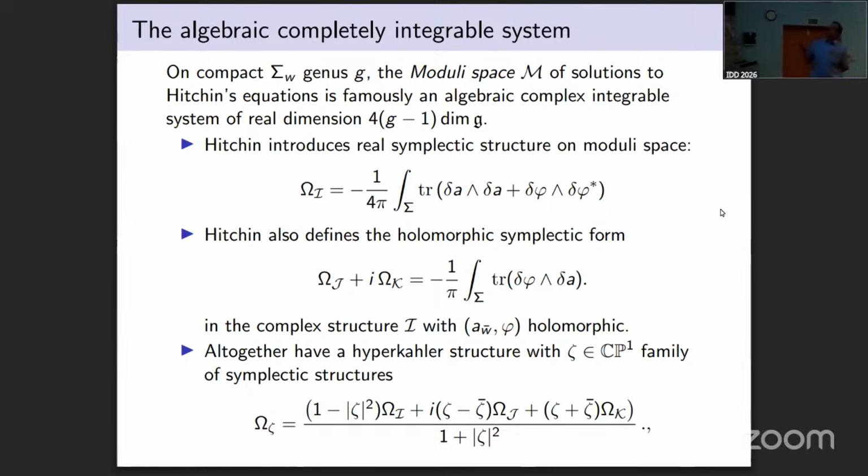So Hitchin, back in the 80s, introduced a real symplectic structure on this moduli space, but it's also naturally a complex manifold, thinking of just the d-bar operator and the holomorphic Higgs field as holomorphic coordinates. And so this is a Kähler symplectic form, but he then also introduces a holomorphic symplectic form, which is given by this formula. So altogether, you have 3 symplectic structures which knit together to form a hyperkähler structure that's parameterized by some complex parameter in the Riemann sphere.